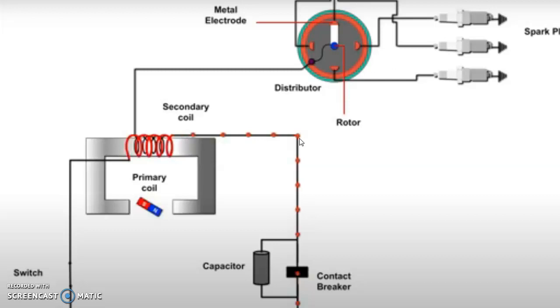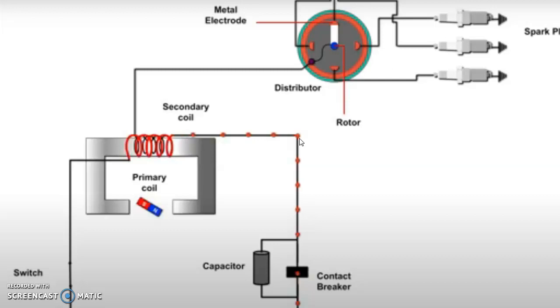Now let us discuss the disadvantages. Number 1, it has a starting problem due to low cranking speed at starting. Number 2, it is more expensive compared to the battery ignition system. Number 3, there is more possibility of misfire due to leakage, because the wiring carries very high voltage. So these are the advantages and disadvantages of the magneto ignition system.